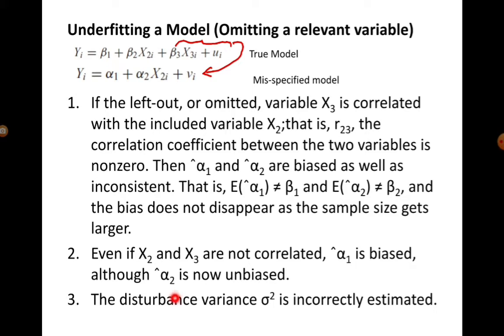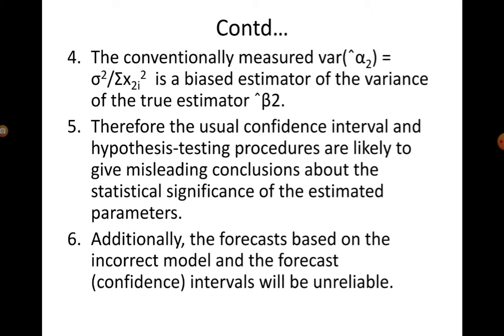Another consequence of omitting a relevant variable is that sigma square of the population, that is the variance of the original error term ui of the population, will be incorrectly estimated. If sigma square is incorrectly estimated, the variance of the OLS estimator in the misspecified model, that is alpha 2, will be a biased estimator of the variance of the true beta 2.